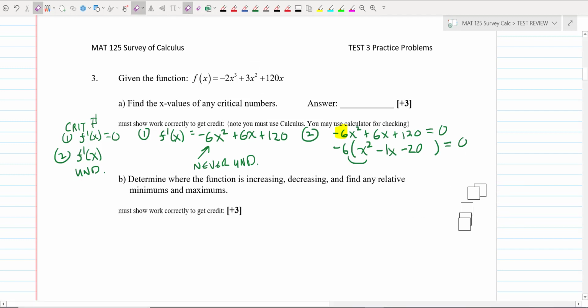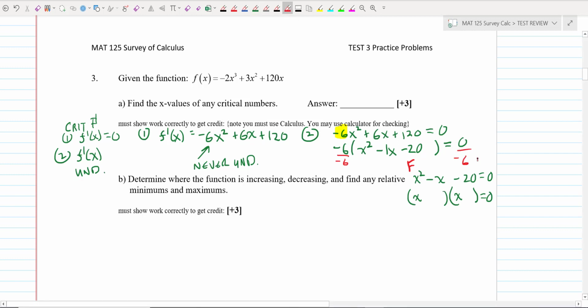Now we can continue to factor this a little bit further. I've just taken that out. One thing you can do if you want to is divide both sides by negative 6. What you would end up getting is x squared minus x minus 20 equals 0. And this is a trinomial that factors. When you factor this, the first term is going to be the x squared, so that's of course x times x.